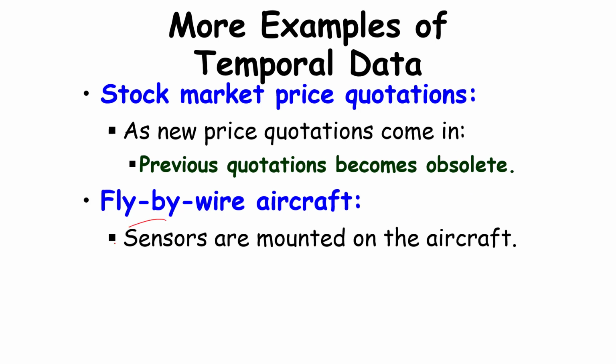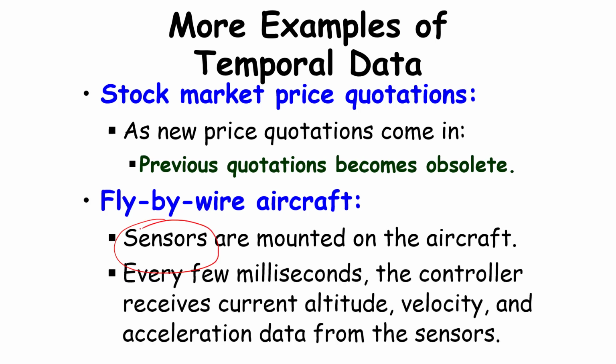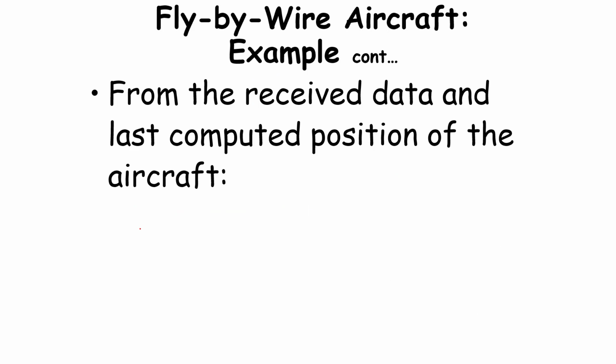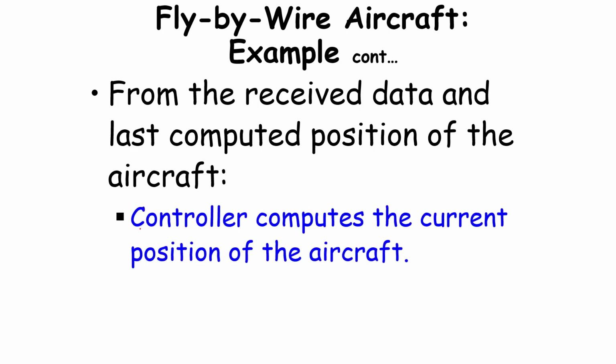A typical aircraft has a lot of sensors mounted, right? Every few milliseconds, the controller would receive the current altitude, velocity, acceleration, etc. Now the point is that if a decision has to be taken based on the instantaneous values, then older values beyond a few milliseconds in the past lose their value entirely. If I were to continue this example, from the received data you would want to compute the position, compute the deviation from the ideal position. All of these things are only possible with recent data, not with old data.